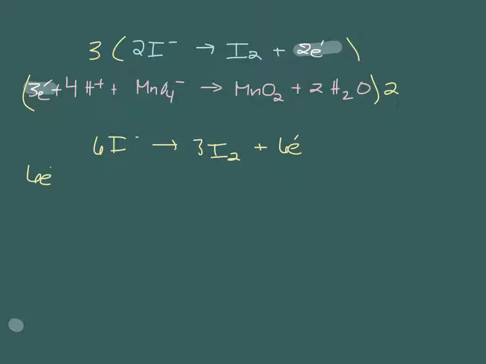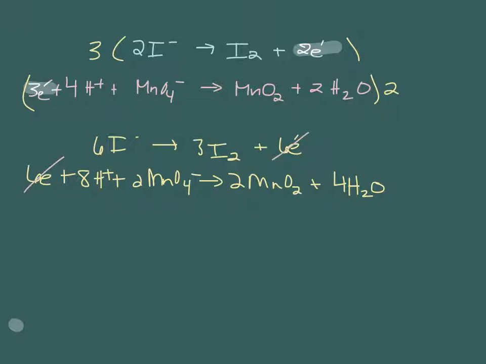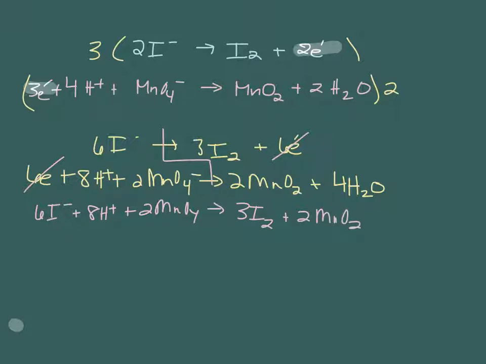So the reduction will have 6 electrons plus 8 hydrogen ions plus 2 permanganates, yielding 2 manganese 4 oxides and 4 waters. Okay, now that I'm at a good level where my electrons are going to cancel out on both sides of my equation, I'm going to rewrite my reaction so that I can clearly see how many of each kind of species I have. 6 iodides and 8 hydrogens plus 2 permanganate yields 3 iodines plus 2 manganese 4 oxides plus 4 water.